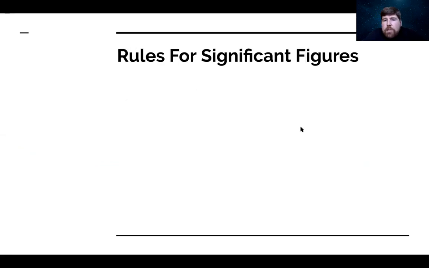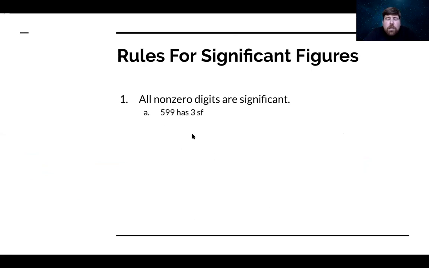So how do we actually go about identifying significant figures for a measurement? There's a set of rules that we have. I think the most basic and straightforward rule is that anything that isn't a zero is significant. So if I were to look at a number like 599 inches, 599 centimeters, there are three significant figures, 599.